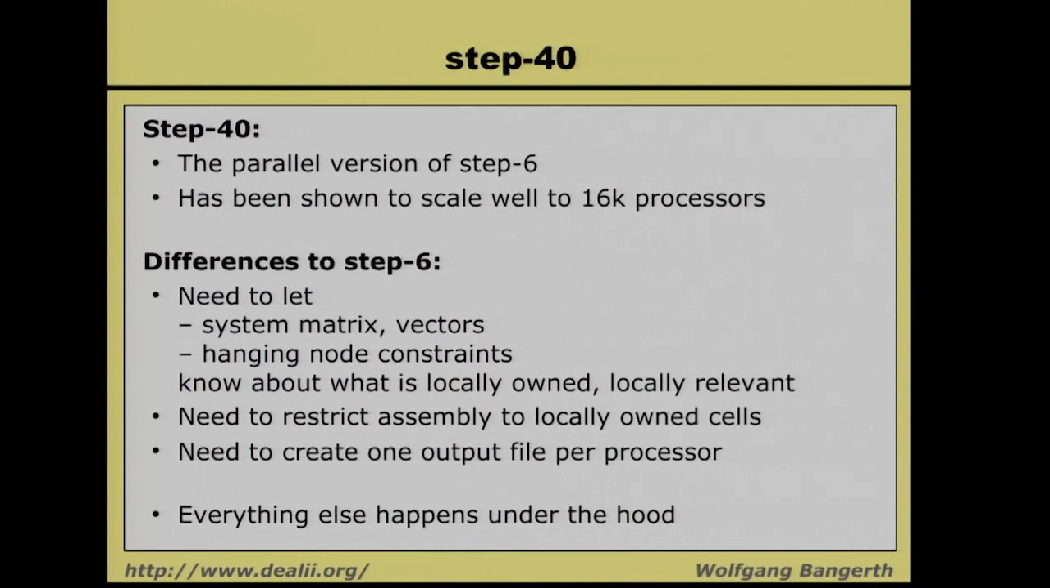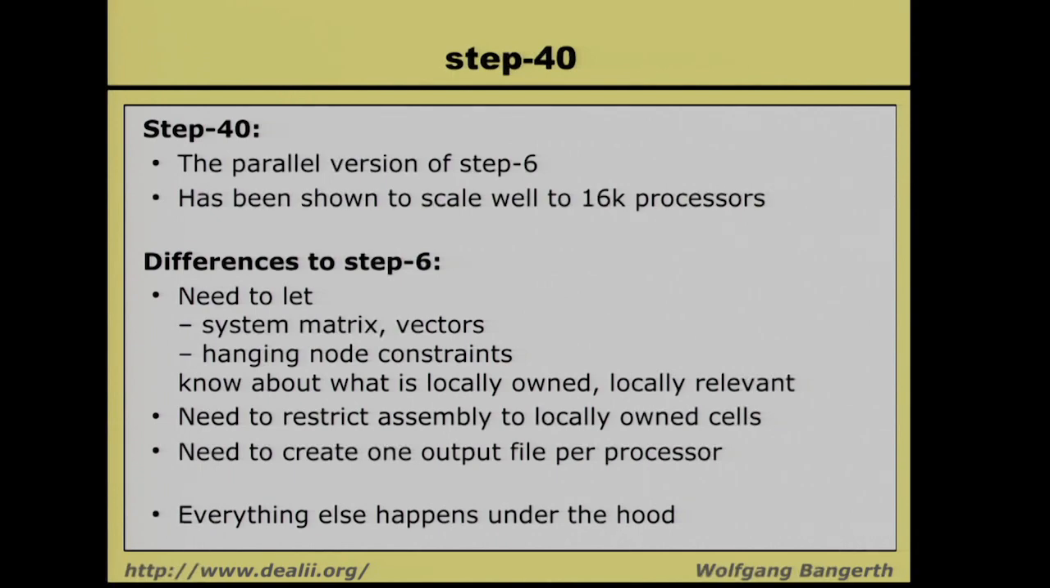The differences to step 6 are surprisingly small. They're about 30 lines of code. Basically what it boils down to is that we need to let the system matrix and vectors know, and the constraints object, which are the locally owned and the locally relevant objects. Then we need to restrict assembly to the locally owned cells, and we need to create one output file per processor. And everything else happens automatically for you, so you don't really need to worry about this.